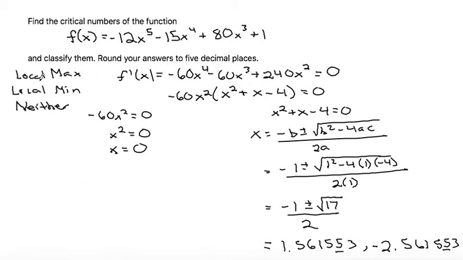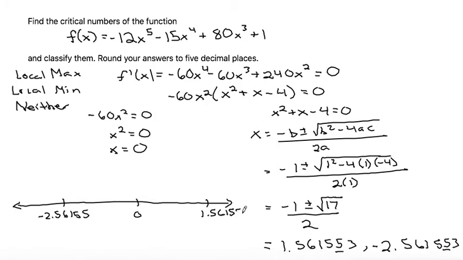But we need to classify them as a local max, a local min, or neither. So to do that, I'll draw a little number line and write my critical points. Starting from the smaller number on the left would be my negative 2.56155, and then my middle number would be 0, and my larger number would be 1.56155.